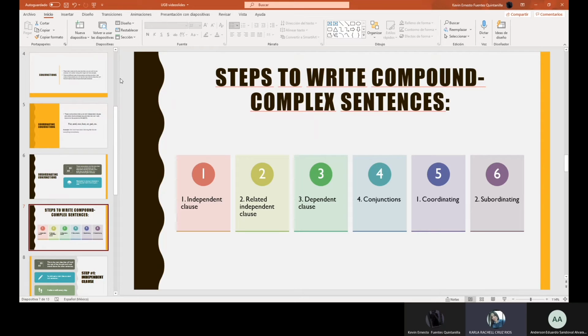Now we have the steps to write a compound complex sentence. Step number one, independent clause. Number two, related independent clause. Number three, dependent clause. Number four, conjunctions. And we have coordinating and subordinating conjunctions that we have to implement. Next slide, please.